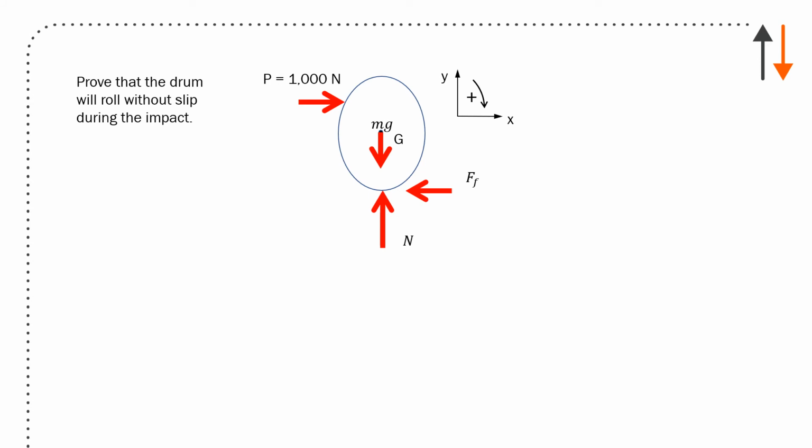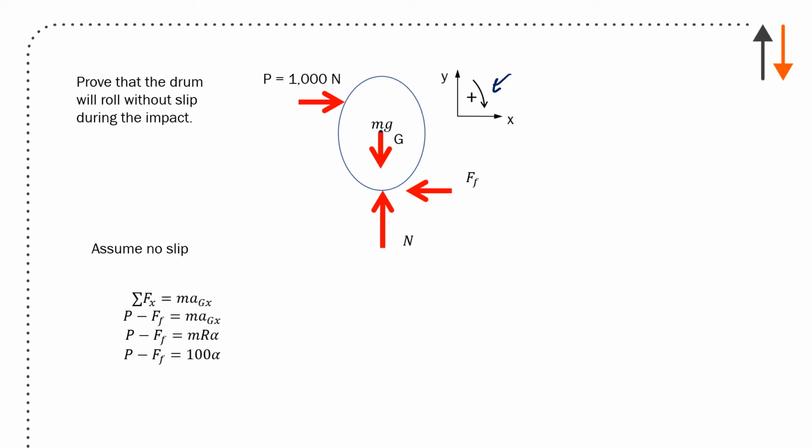So that's my free body diagram. That's where I'm just going to start. You will notice that I have done one thing in this problem, which is define a positive clockwise rotation, which is opposite to the convention. Assume no slip.